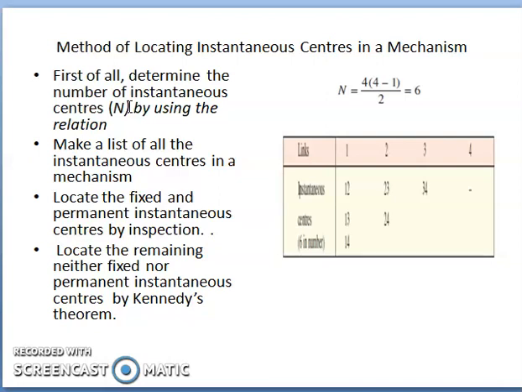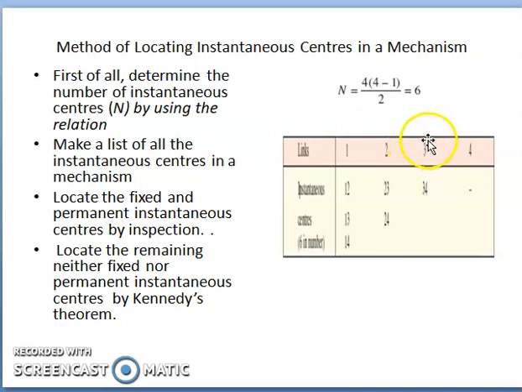The next step is to make a list of all the instantaneous centers in a mechanism. First you write the links, and here you write the instantaneous centers. First consider link 1: I12, I13 and I14. Similarly consider link 2: I21, but I12 is already there, so I21 is equal to I12 and you needn't write it again. Next are I23 and I24.